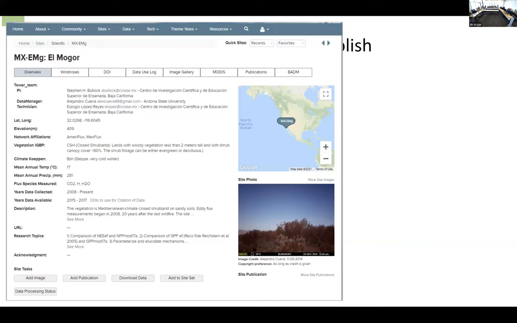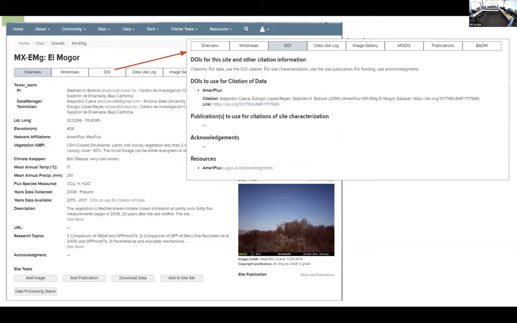The photo, maybe the location of your site, contact information, but also some other tabs here. So the DOI is one thing that's pretty important, for how people acknowledge your data and give you credit for that. Once your data has been published for the first time, we are going to assign a DOI and also some of the information here. You can edit this.